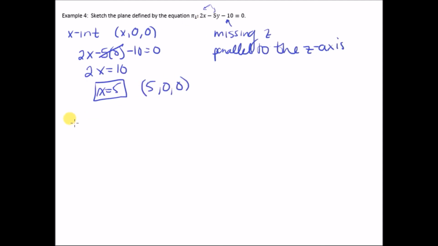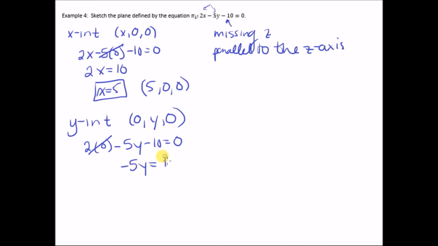We're going to do the same thing for the y-intercept. So it's going to be 0, some number y that we're going to solve for, 0. 2 times 0 minus 5y minus 10 equals 0. Anything times 0 is just 0, so then we have negative 5y equals 10, and we get y equals negative 2. So our y-intercept is (0, -2, 0).